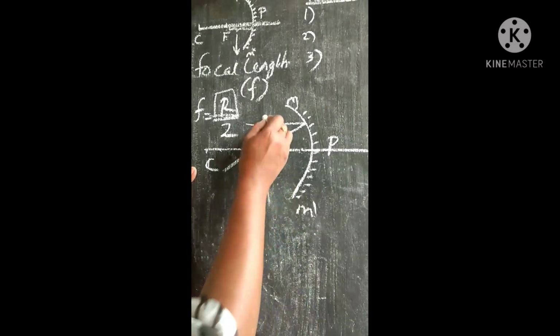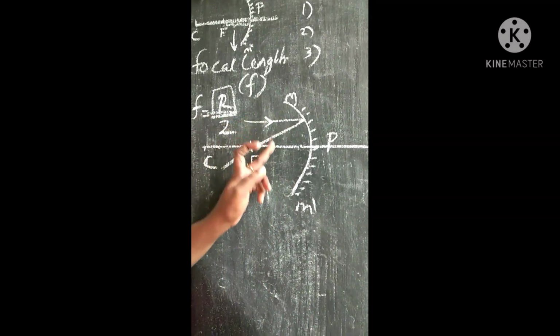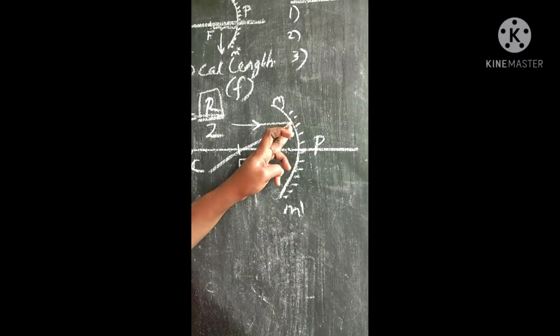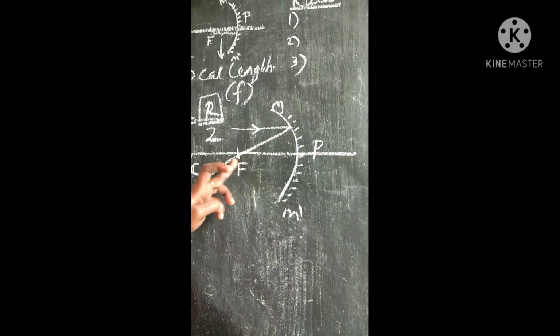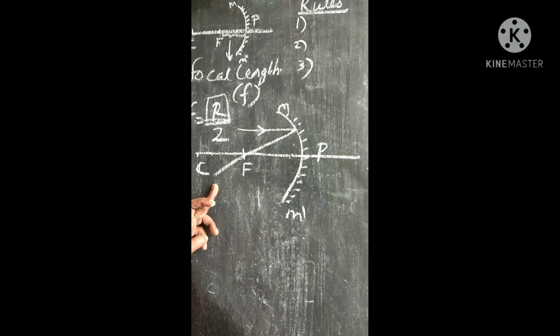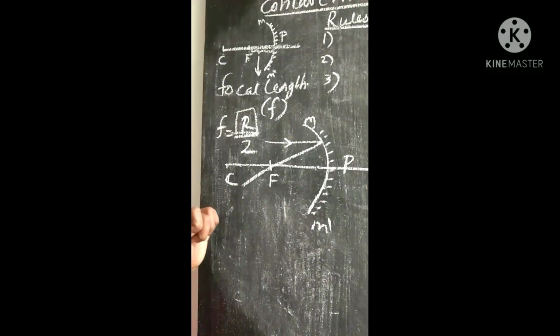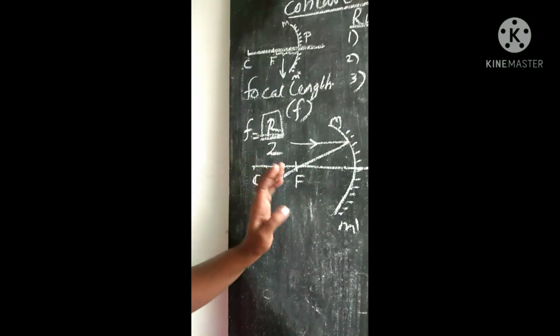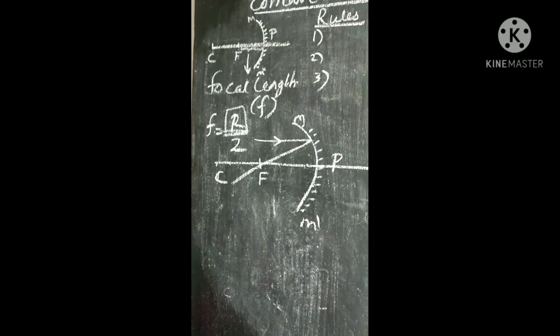That is the first rule. A ray that is parallel to the principal axis strikes the mirror at a point. Definitely that ray passes through the principal focus of a concave mirror. That is the first rule. Clear? If a ray is parallel to the principal axis, definitely that ray will pass through the focus of the mirror. That is the first rule.